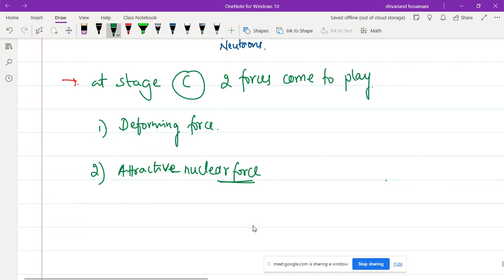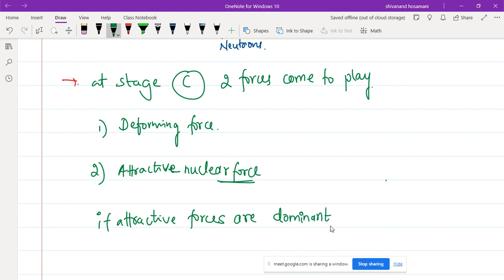If the attractive forces are dominant, then the dumbbell shape will be reached, and the dumbbell shape will be formed.